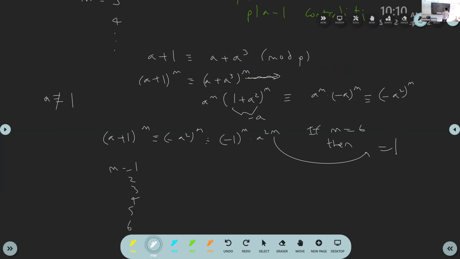We can directly evaluate the RHS in each case. So if m is 1, then it will be minus a^2, a^4, minus a^6, which is congruent to minus 1, then a^8. This is much easier to do. I agree.